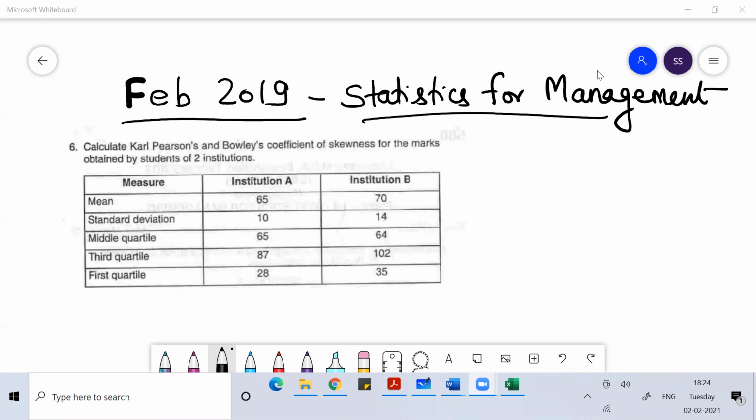And we are going to discuss the problem which came in February 2019. And this problem is all about determining the coefficient of skewness.